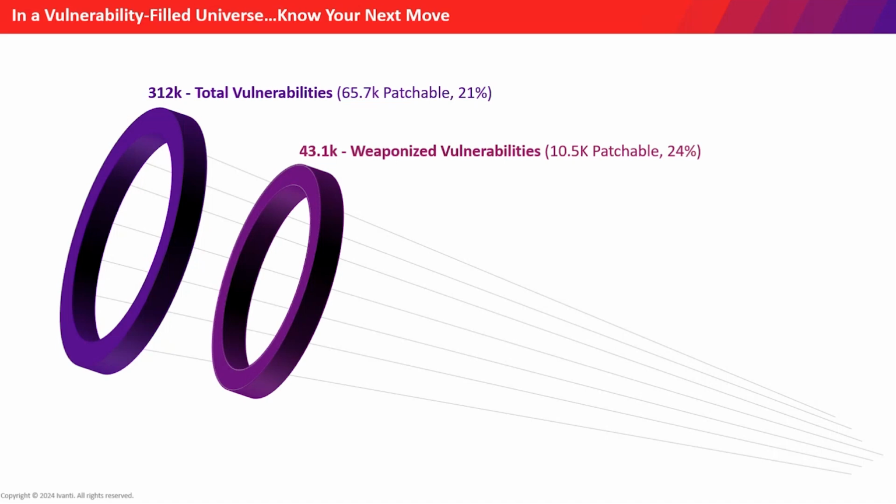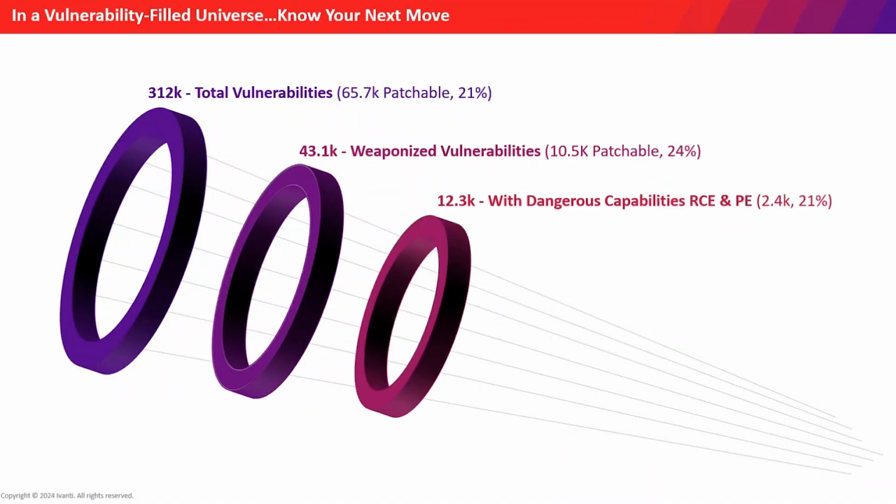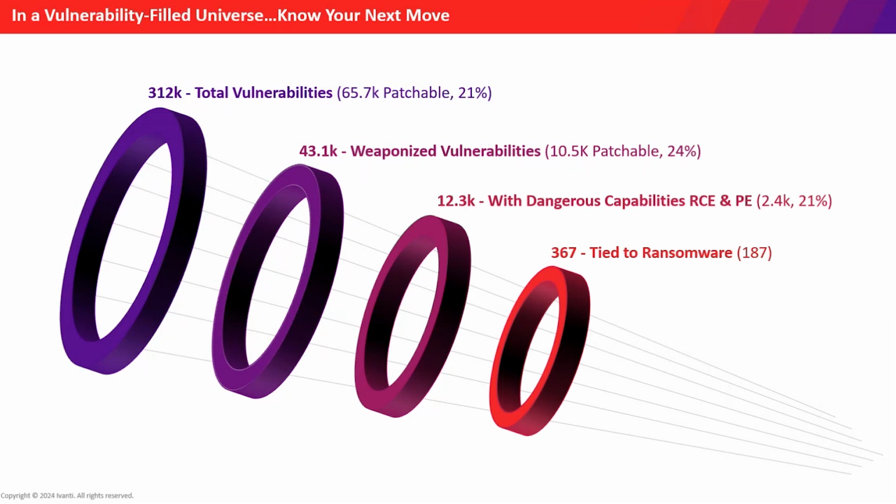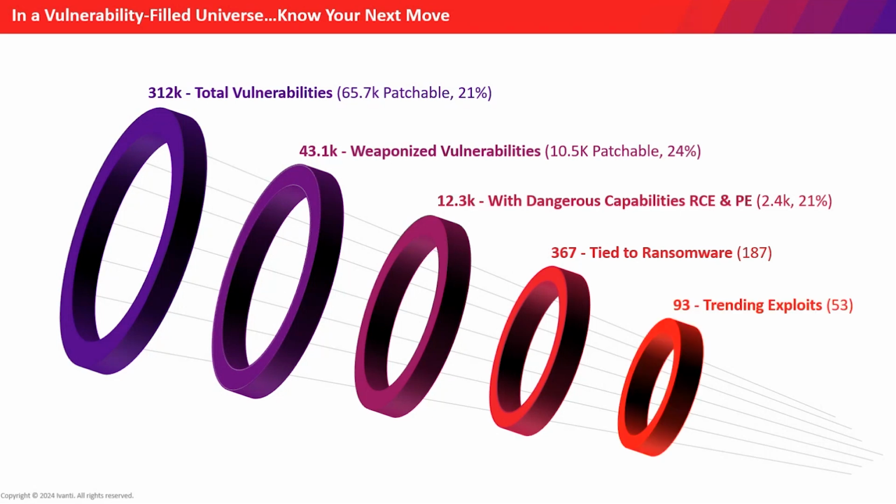We're looking at the weaponized vulnerabilities, and similar to the total, only 24% of those are actually patchable. If we look at the more dangerous ones that have remote code execution and privilege escalation, there are 12,000 of those, but only 2,400 are patchable. So where we want to start our focused efforts is what's top of mind for most people, tied to ransomware. We want to focus on those, and then also the ones that are trending.